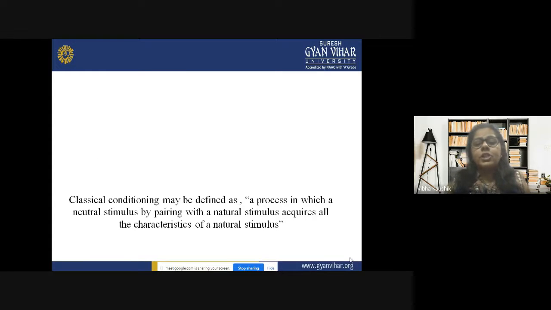Classical conditioning may be defined as a process in which a neutral stimulus, here the neutral stimulus is the ringing of the bell, by pairing with the natural stimulus, acquires all the characteristics of a natural stimulus, and the natural stimulus is what? Food. So when the bell acquires all the characteristics of food, then we will say that the classical conditioning process has been done.